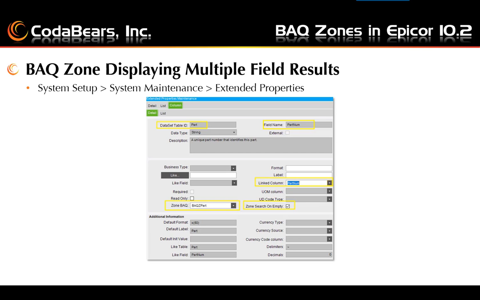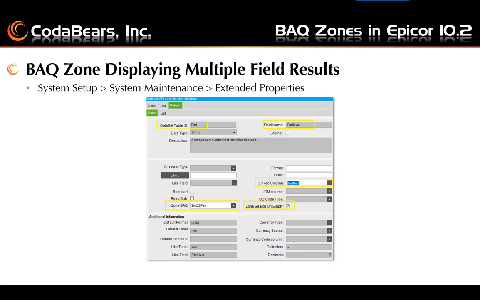Now we'll look at the BAQ zone displaying multiple field results. Similarly to the other 2 examples, we begin again by creating a business activity query with the fields that we want to see in our results. So in this case I created the BAQ Z part business activity query, and it has as many fields as we want to show, but the first one is part number, and it's sorted by part number, and part number is added to the BAQ search tab in the BAQ.